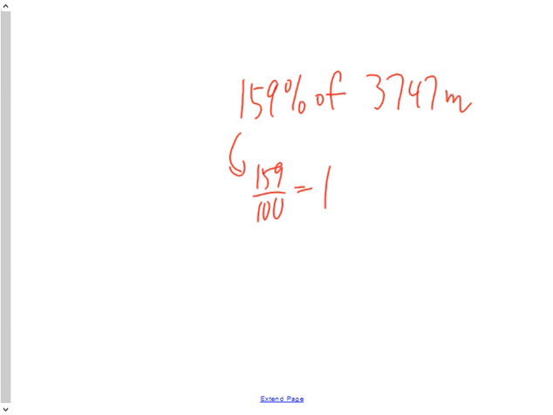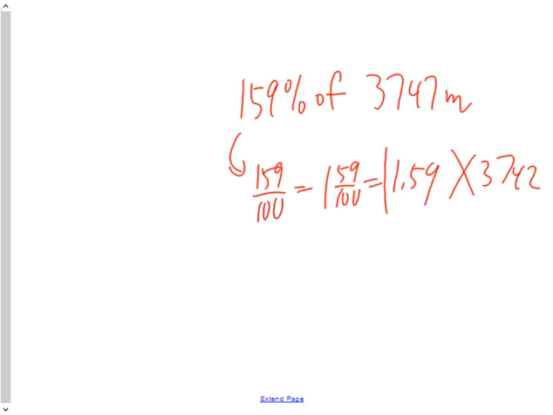Question 9. The highest point in Canada is Mount Logan, which is in the Yukon Territories. Mount Logan is 159% of the highest point in Alberta, Mount Columbia, which is 3,747 meters. What is the elevation? So really what we're looking for is 159% of 3,747 meters. All right. Now we can do this mentally. Do 100%, do 50%, do 5%, do 1% times 4, or do 100%, do 50%, do 10%, minus 1%. But I'm going to use a calculator for this one. 159% is this, which is this, which is this.